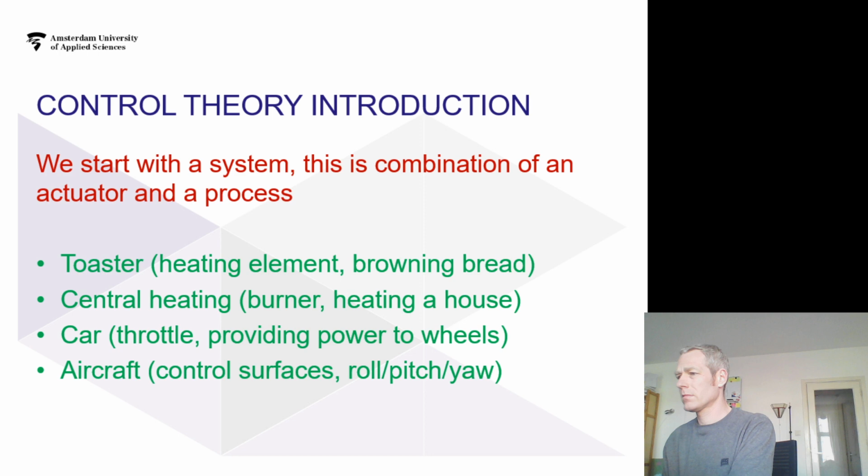We have a car. We want to provide power to the wheels. We want to accelerate. We want to get somewhere, and we have as an actuator the throttle, which controls the fuel and oxygen flow to the engine. And of course, an aircraft with control surfaces and its engines will control speed, roll, pitch, yaw, and many other properties.